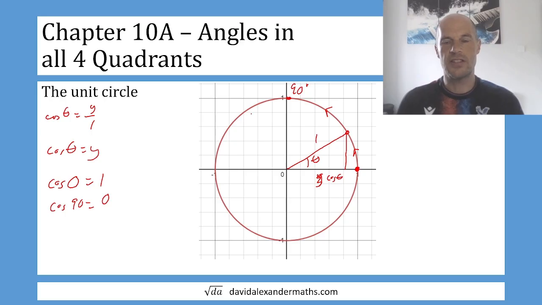As I move around in this direction, if I move it around to this point here, then I am creating an angle greater than 90 degrees. This would be the width of the triangle, which is a negative value. So we can see that between 0 and 90, the cos of theta is positive, but between 90 and 180 degrees, it's negative.